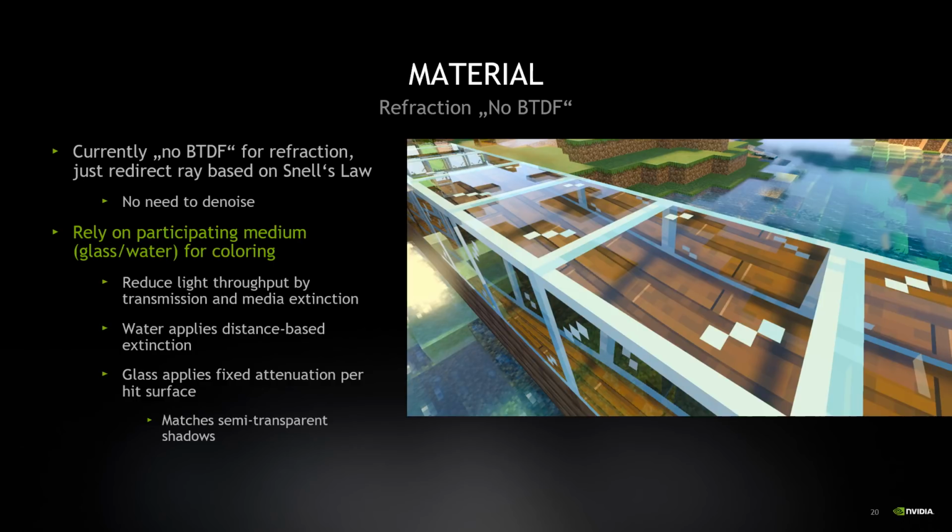And for glass, we apply fixed light attenuation based on glass color. This attenuation is applied for each glass surface that we hit, but the distance between those hits is ignored, so it doesn't change color based on glass thickness. This is to ensure that results match what we see in the shadows cast by glass blocks. Because we use any hit shaders to evaluate semi-transparent shadows, we wouldn't be able to establish thickness of the glass for shadow rays, because any hit shader is executed in arbitrary order for the hits along the ray.